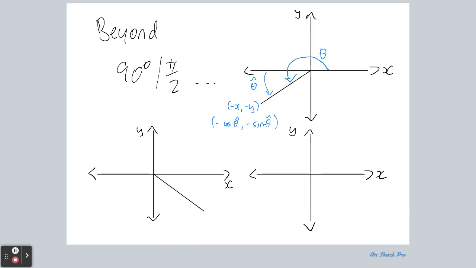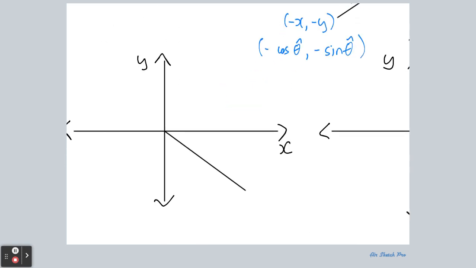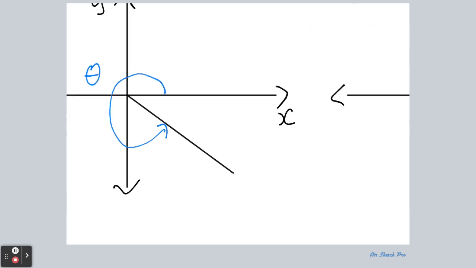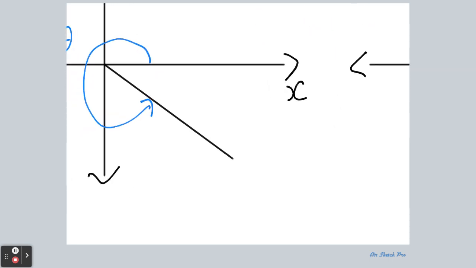Okay, next one. What happens if the angle goes all the way around? Like so. That's my theta now. It's a reflex angle, right? It's between 270 and 360. If it goes all the way around here, then what will we have for x? Will x be positive or negative? Great. So positive x, and y will be negative like so.